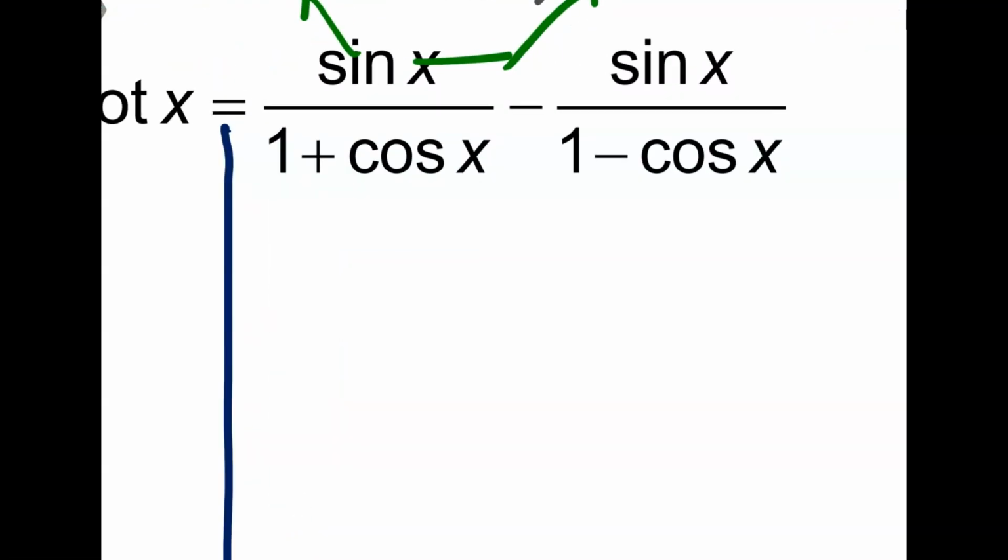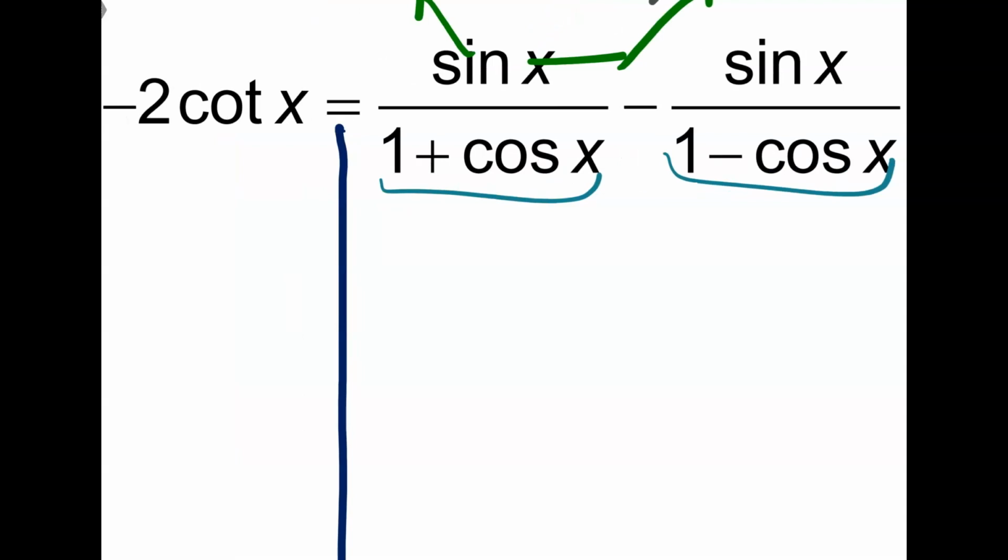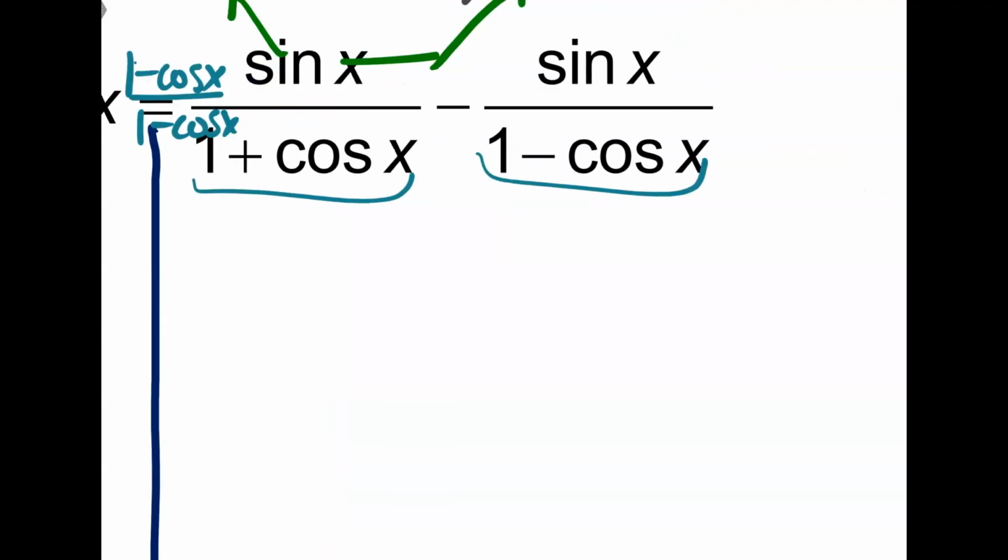All right, so I don't know the common denominator between these, so I'm just going to multiply them together. So on the left side, I will take 1 minus cosine x over 1 minus cosine x. And on the right side, I'll take 1 plus cosine x over 1 plus cosine x.